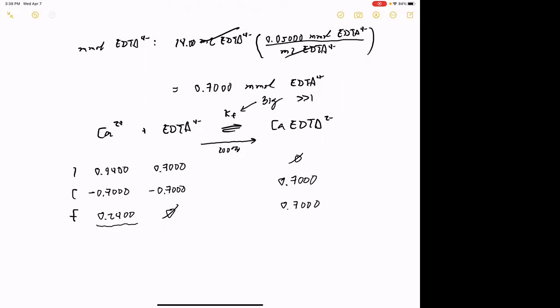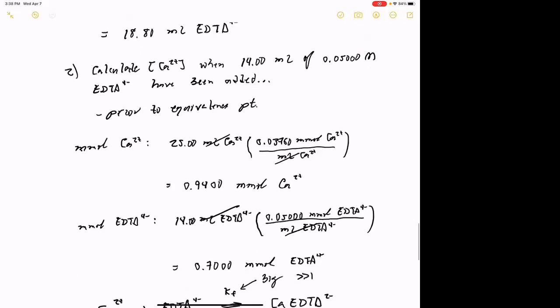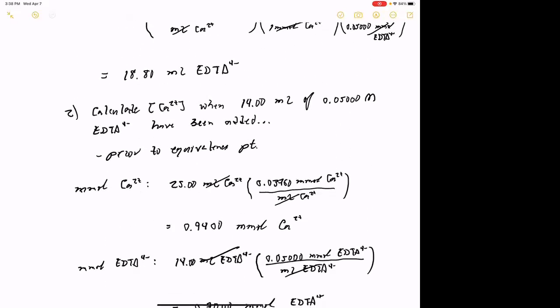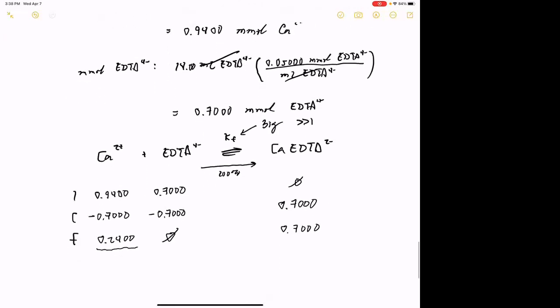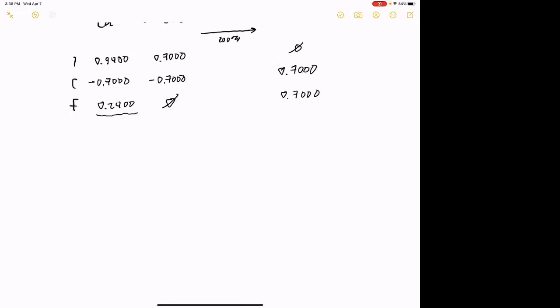Now I'm almost done, but what did I really ask for? Did I ask for millimoles of the calcium? No, I asked for the molar concentration. That's what the brackets up there represent. I want molar concentration of calcium ion. Okay, so how do I get molar concentration? What do I have to do? Divide millimoles by milliliters. Okay, which mils do I want?